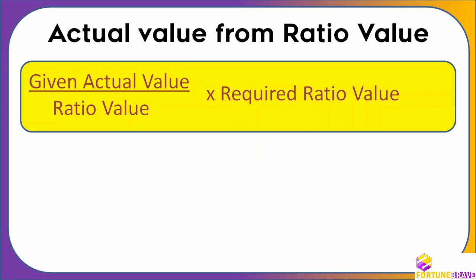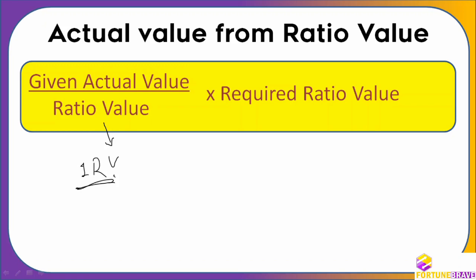Also, we need to remember this one: given actual value divided by ratio value will give me what? It will give me one ratio value, that is 1 RV, which is very important because on that basis only we are going to solve. So this you need to remember. I go on reminding so that you don't forget it.